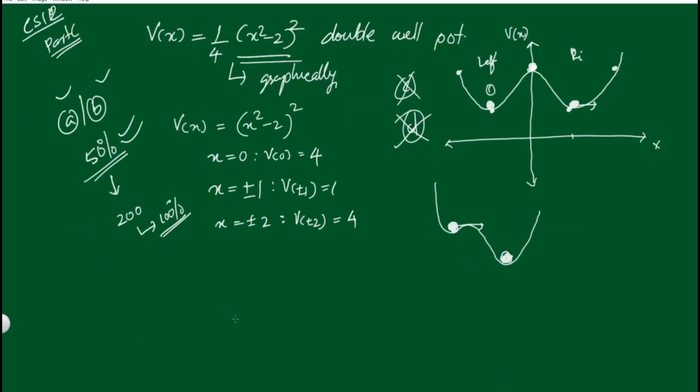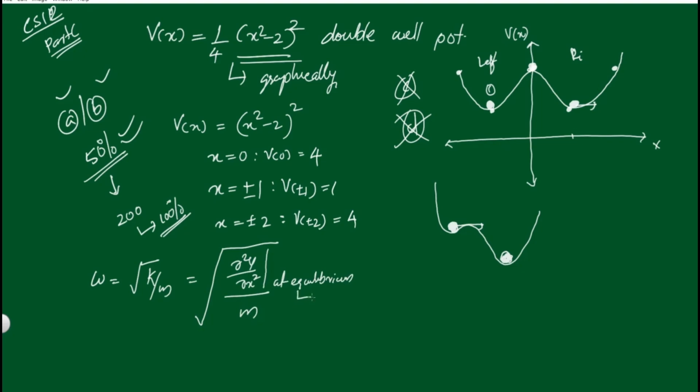Okay. And options A and B are about angular frequency. I already told you that angular frequency omega equals root k by m. And this is equal to root of (del square V by del x square) by m, where we have to evaluate this del square V by del x square at equilibrium.